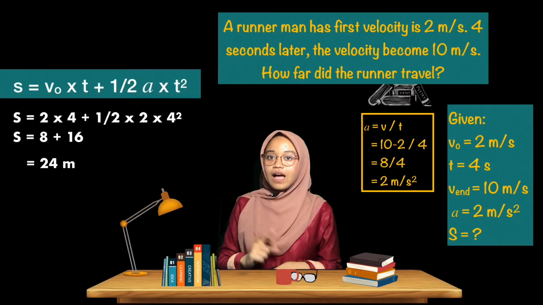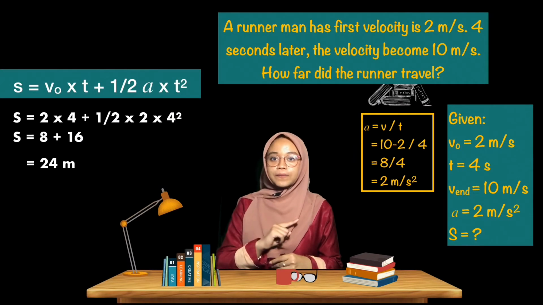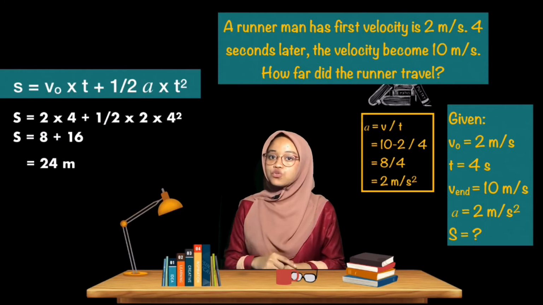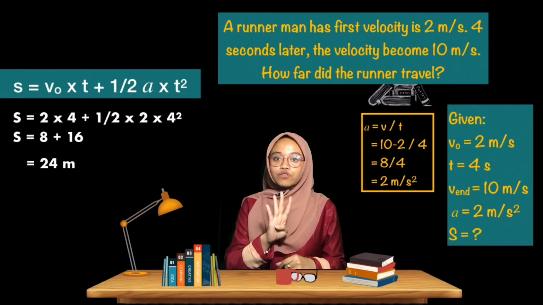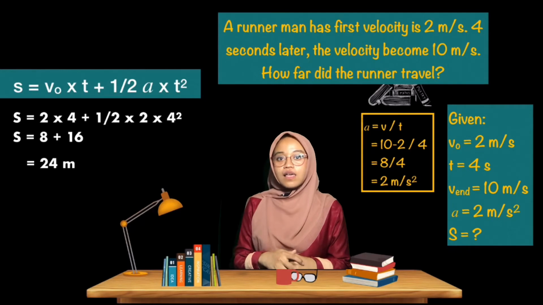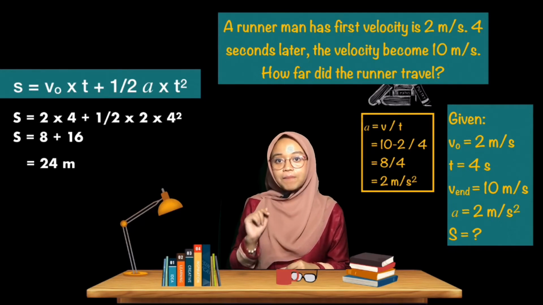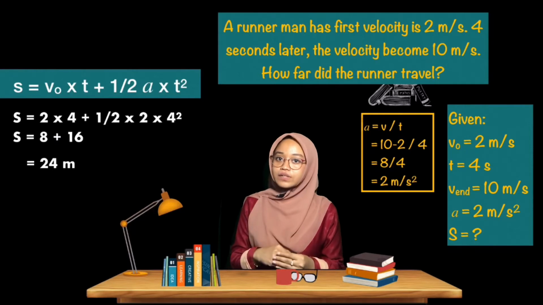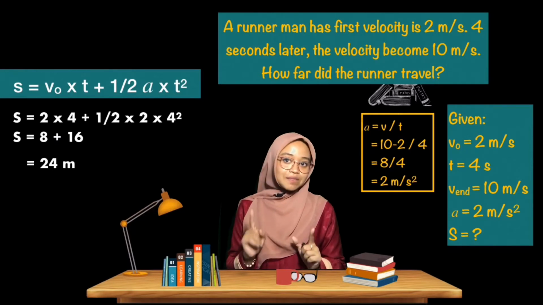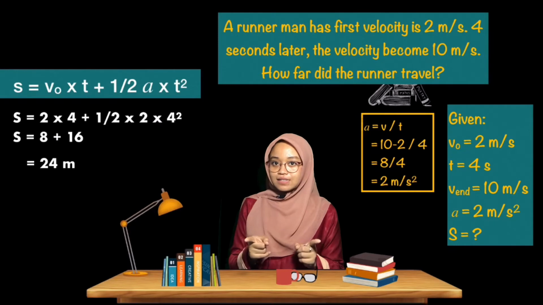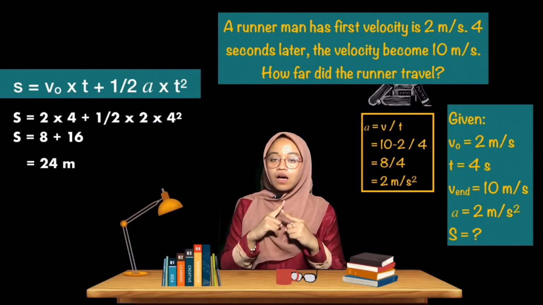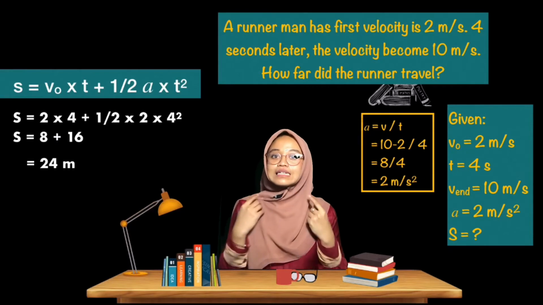Okay, I have a question. The question is, a runner has a first velocity of 2 meter per second. 4 seconds later, the velocity becomes 10 meter per second. So how far did the runner travel? How far means distance. Okay, so we must calculate the distance.